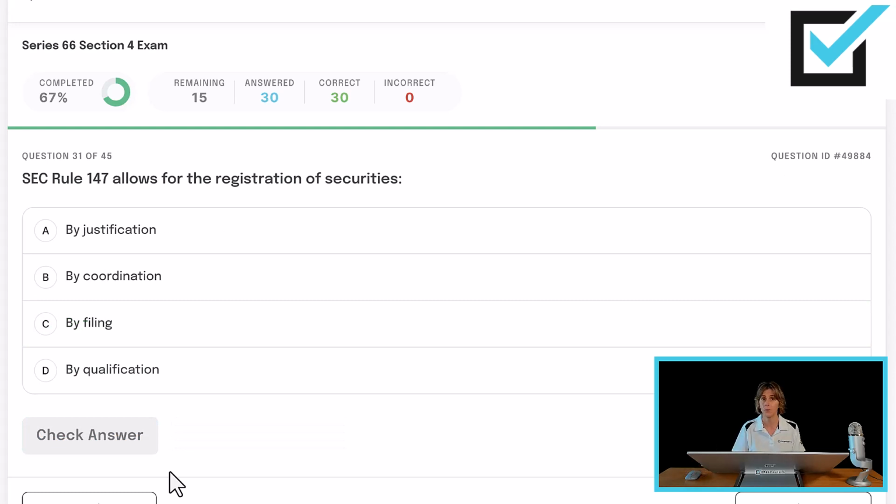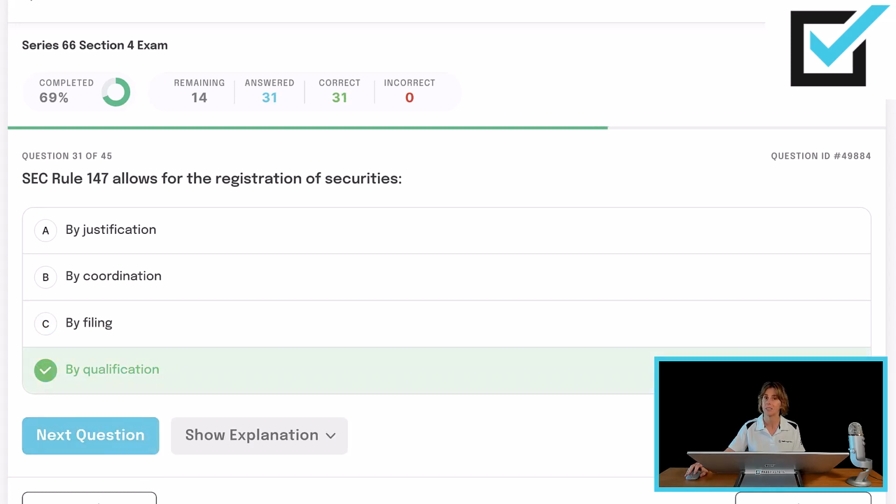SEC Rule 147 allows for the registration of securities by justification, by coordination, by filing, or by qualification. SEC Rule 147 is the intrastate, in one state, offering rule. If a security is going to be sold in one state only, it is going to file for registration by qualification. Qualify in a state.